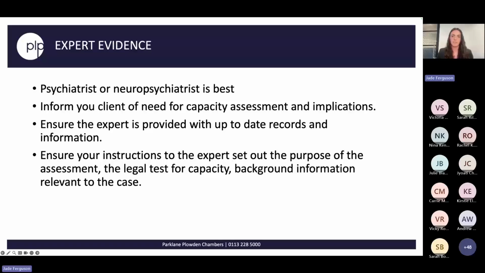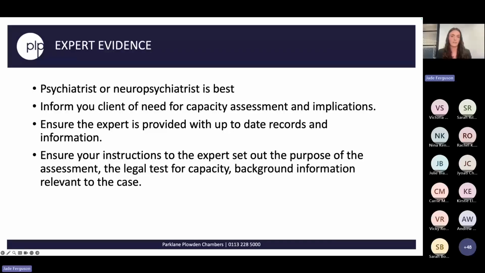Now, expert evidence, and when this is required. You'll find that in some cases, perhaps it is very, very straightforward. Let's take an elderly claimant that's in a care home. She's had a dementia diagnosis for over 5 years. Professionals, you and the family all seem to agree that actually she lacks capacity to litigate. That's quite straightforward. It doesn't need the expert evidence that we're going to be talking about now.